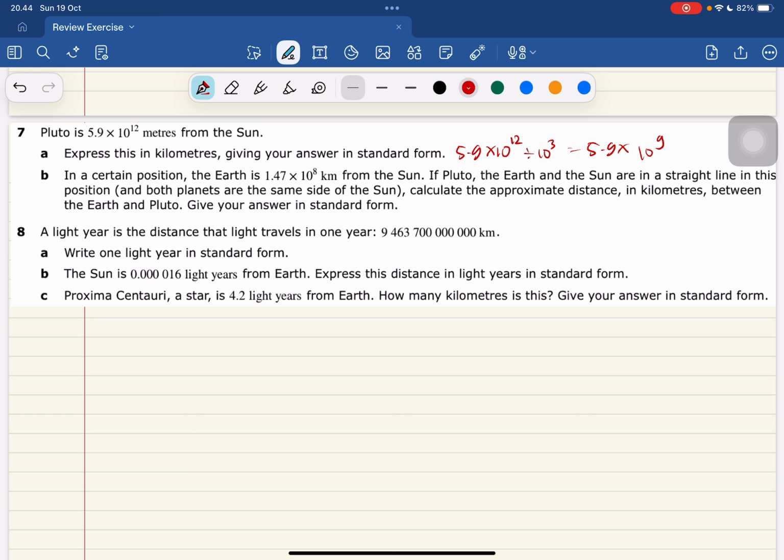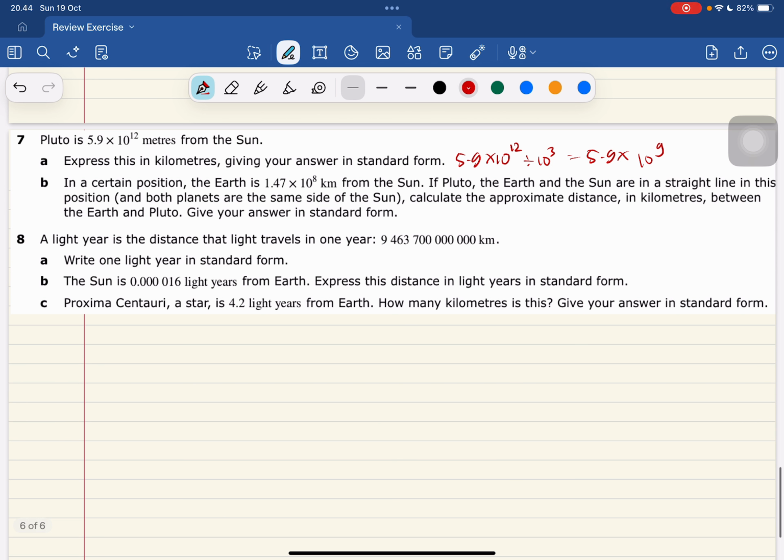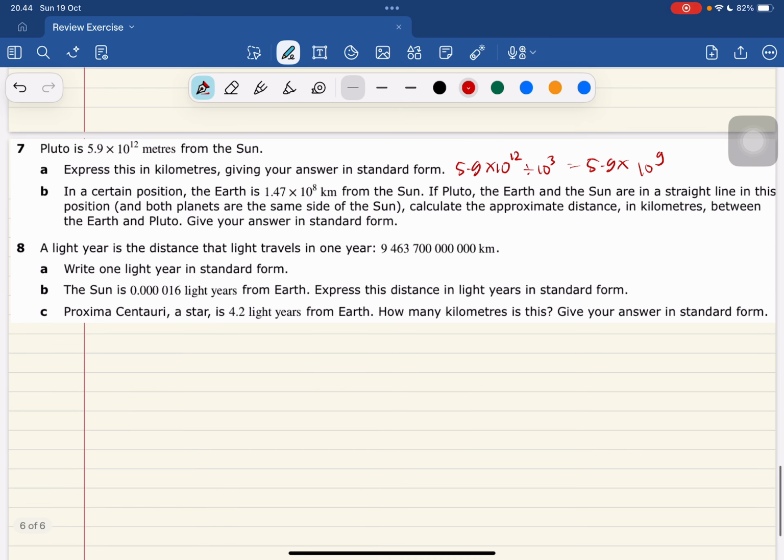So B, in a certain position the earth is from the sun. If Pluto and earth and sun are in a straight line in this position, calculate the approximate distance in kilometers between the earth and Pluto. Okay, so we can make it like 5.9 times 10 to the power of 9.